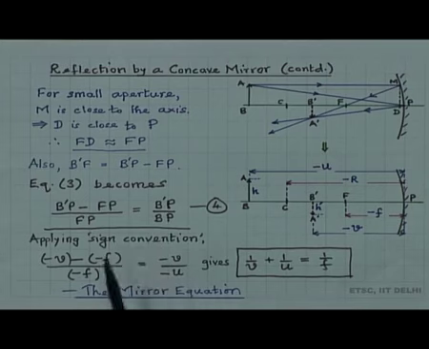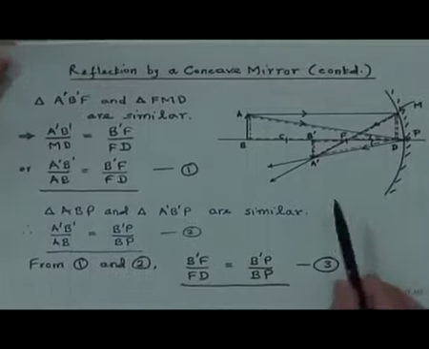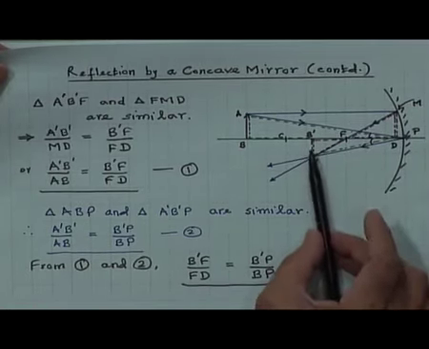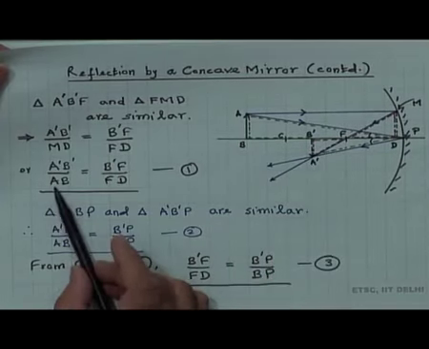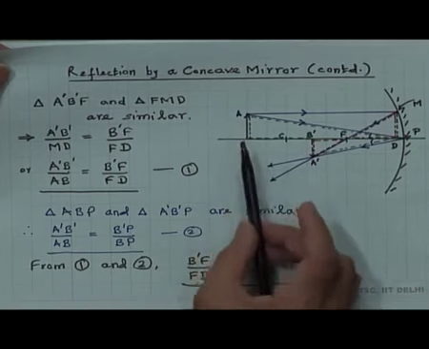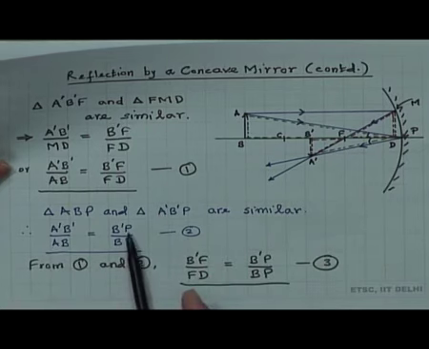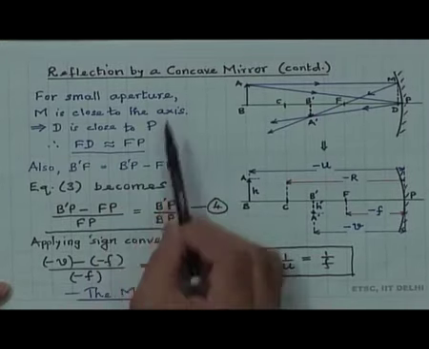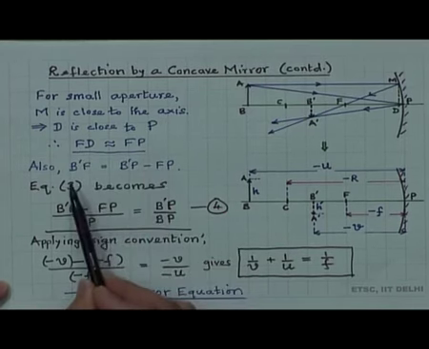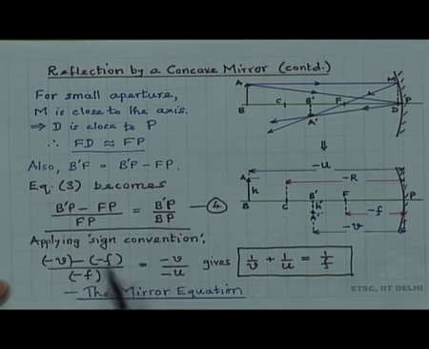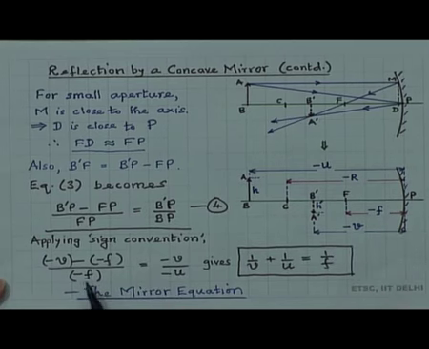So, very simple, we have 4 equations, very quick. So, we have considered the equivalence or the similarity of these triangles and found out the ratio of the A dash B dash to AB here. So, A dash B dash to AB comes out to be this, and then from the other triangle we get that equal to B dash P by BP, equating the two we get this. Then we use the small aperture approximation to get FD nearly equal to FP, and observe BF is equal to B dash P minus FP. Substituting into 3, we get this equation, and simply apply the sign convention and substitute the relevant quantities, and we have the mirror equation.